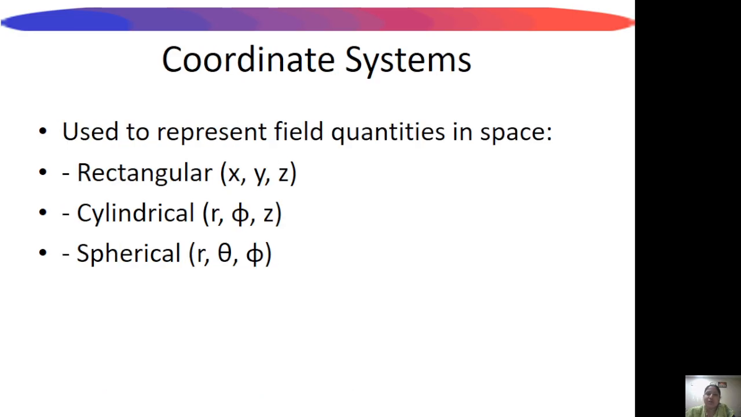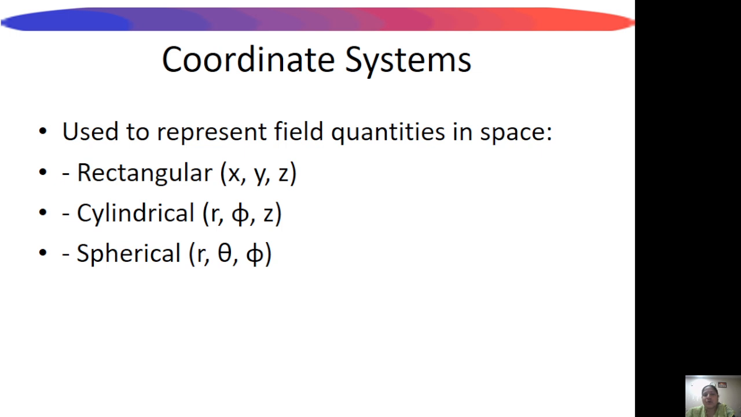Next, we see about the coordinate systems. The coordinate systems are used to describe electromagnetic fields in space. Different coordinate systems simplify field analysis depending on geometry. Rectangular coordinates are suitable for Cartesian structures. Cylindrical coordinates are used for circular or symmetric problems. Spherical coordinates are useful for radial field problems.